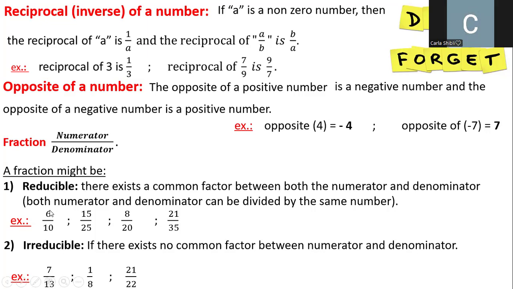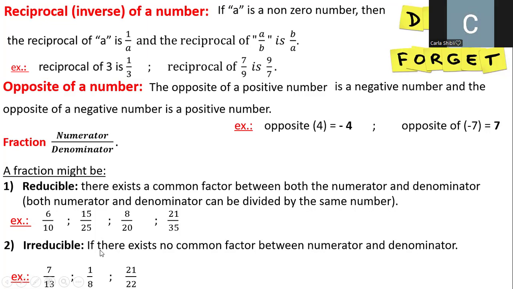For example, 6 over 10, 6 can be divisible by 2, 10 can be divisible by 2, so this is a reducible fraction. 15 over 25, we can reduce or divide the numerator and denominator both by 5, so it's reducible. 8 over 20, we can divide up and down by 4, so the common factor is 4. 21 over 35, we can divide up and down by a common factor, which is 7.